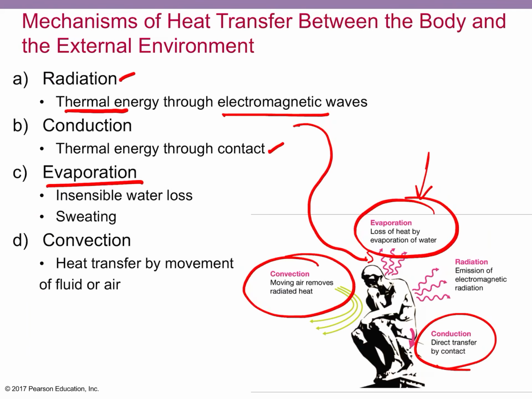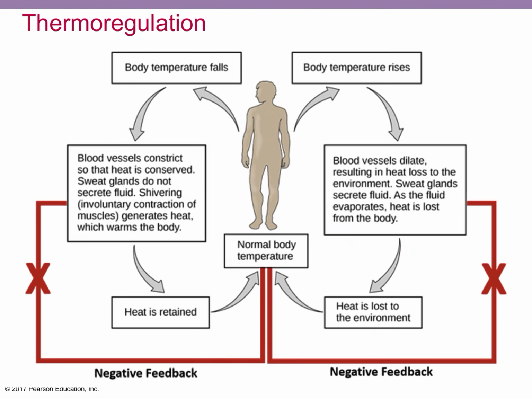However, outside of the thermoneutral zone, if you're cold, so if your body temperature falls, then your body needs to kick in other warming mechanisms. You're going to have that blood vessel constriction, so your heat is conserved in the core of your body. Your sweat glands are not going to secrete any fluid. There's going to be shivering, which is the involuntary rapid contraction of your muscles, and that's going to generate body heat. So the shivering is actually trying to generate body heat. Heat is retained, and we return to normal body temperature.